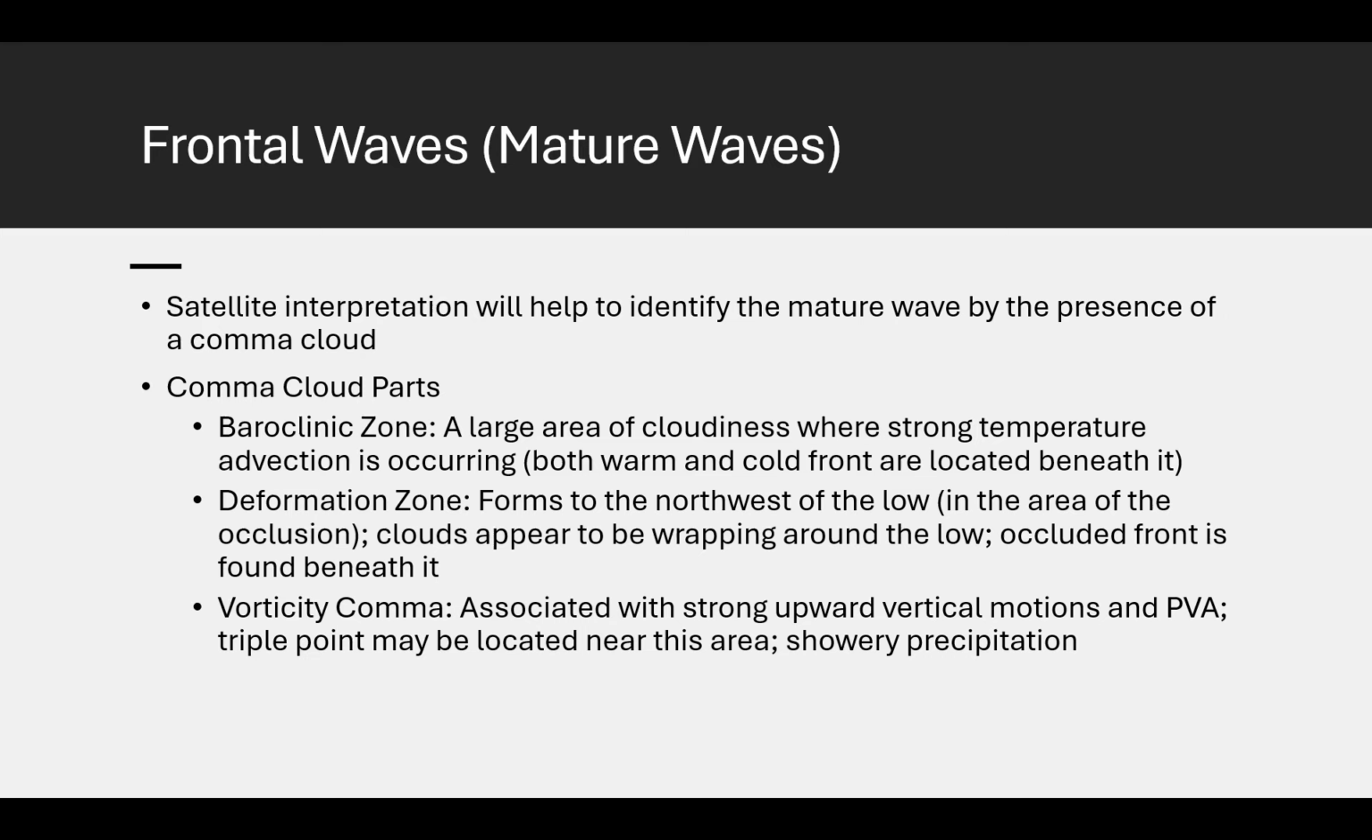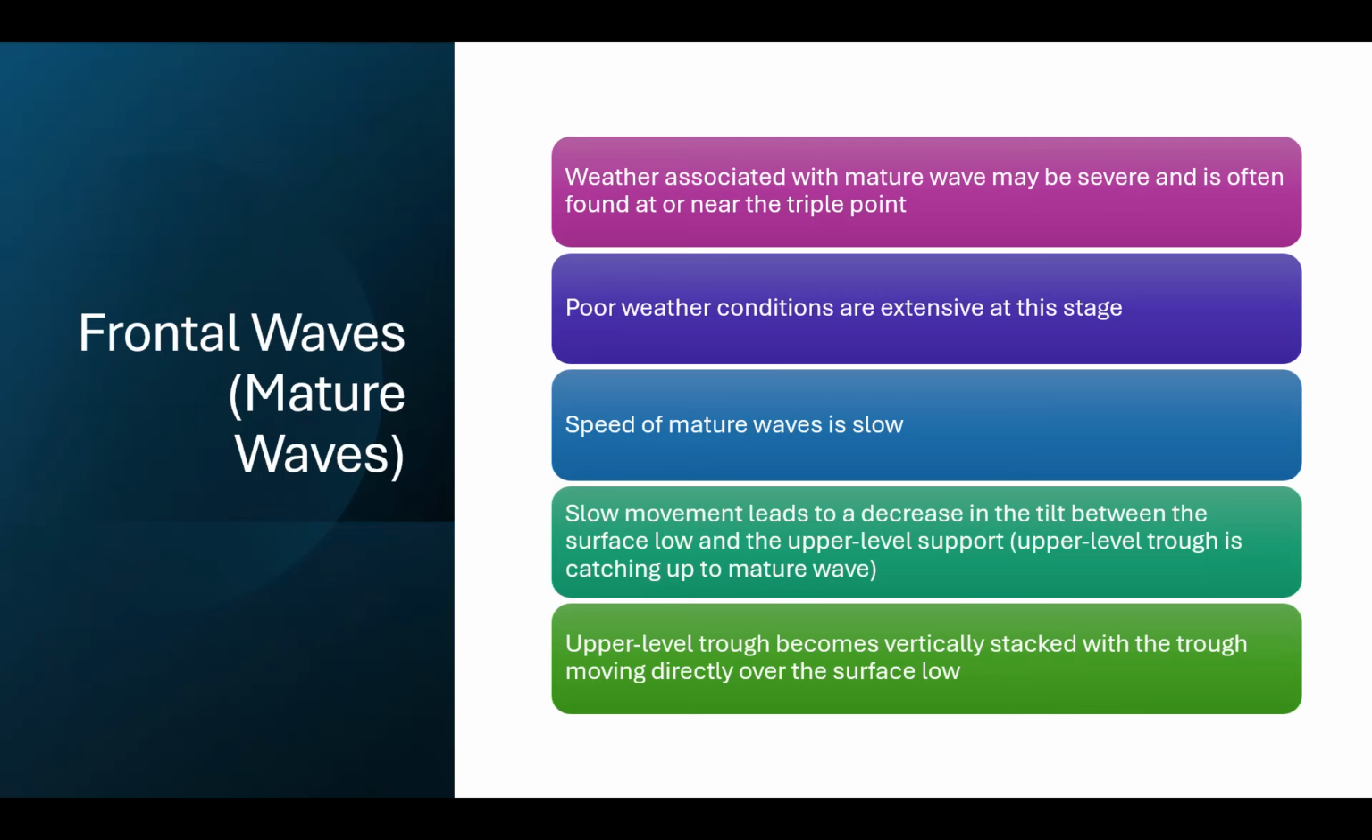You have the deformation zone, which is going to form to the northwest of the low pressure area in the area of the occlusion. Clouds appear to be wrapping around the low at the deformation zone. The occluded front is found beneath it. And then you have your vorticity comma. That's the last part of the comma cloud on satellite imagery. It's associated with upward vertical motion or rising air motion and positive vorticity advection, PVA. The triple point may actually be located near this area where you get this vorticity comma, and you usually get a lot of unsettled, showery precip in that area.